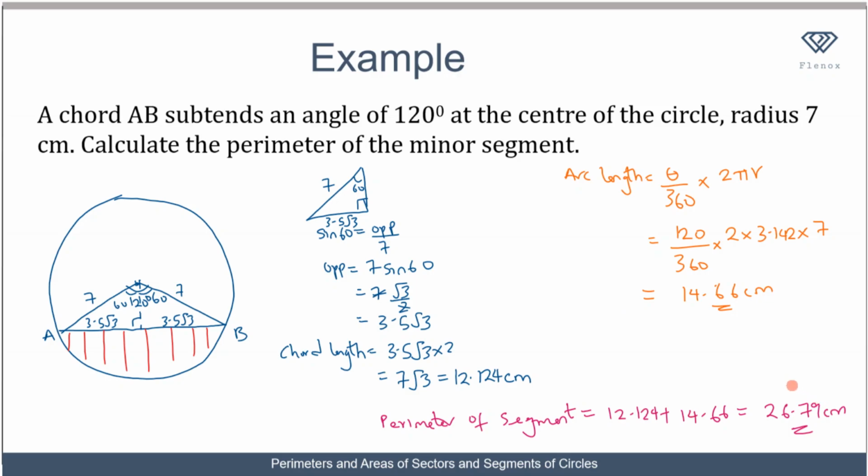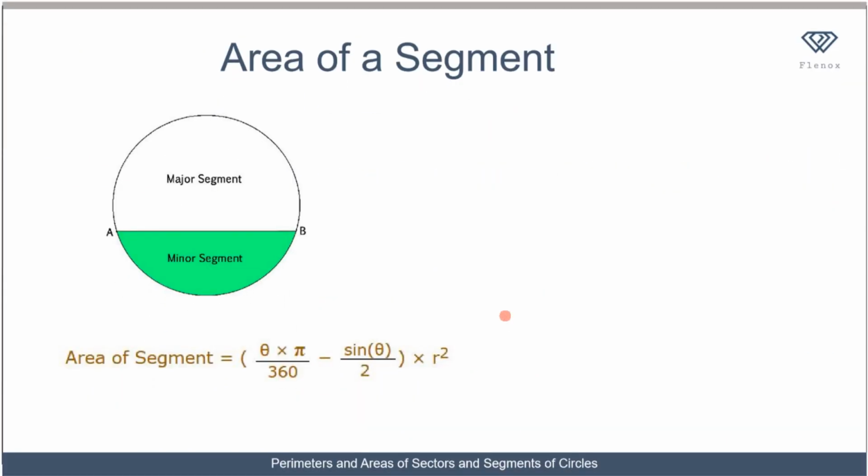To recap, we first calculated the length of the chord, then we calculated the length of the arc, and after that we added the two of them together. So let's look at how to calculate the area of a segment.